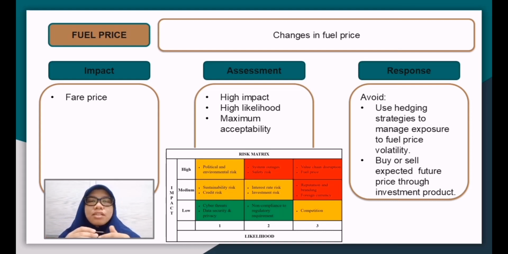As you can see in the risk matrix, the impact is high and also the likelihood. So the assessment is maximum acceptability. The risk response is to avoid by using hedging strategies to manage the exposure to the fuel price volatility, and also they could buy or sell expected future prices through various investment products.